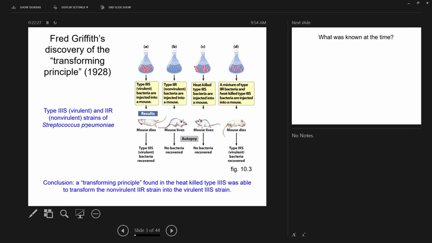But here's where the weird things happen. So Griffith showed that you were able to take these type 3S bacteria, expose them to heat for a little bit, but a low enough level of heat that they won't grow anymore, so you've killed them off. Inject them into a mouse. The mouse lives because the bacteria are dead and can't grow. You're just injecting dead cells, and no bacteria are recovered.